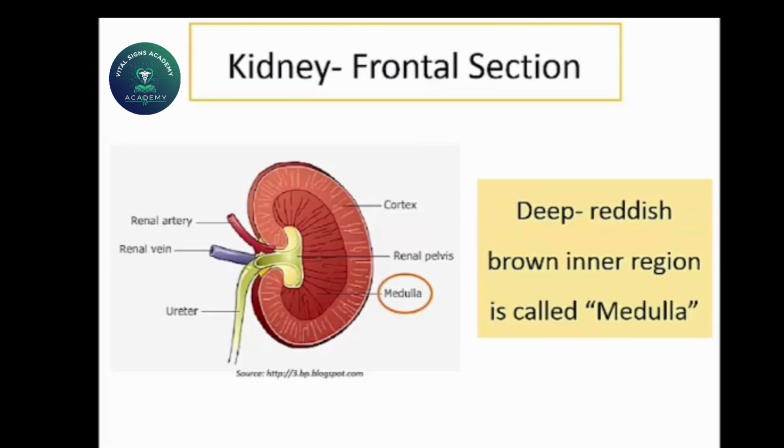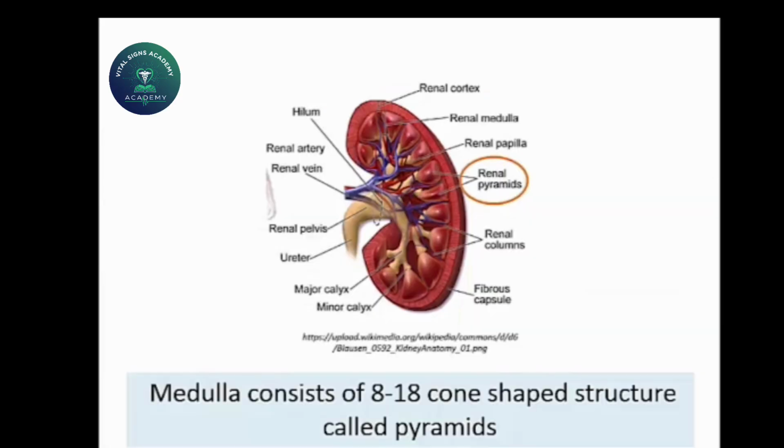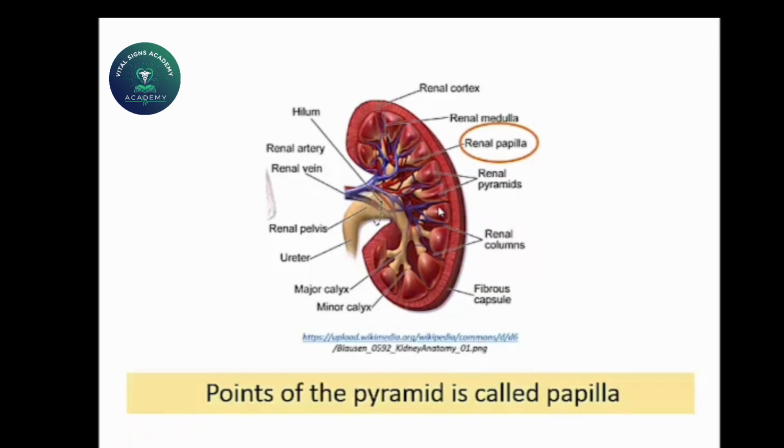The deep reddish brown inner region is called the renal medulla. Medulla consists of 8 to 18 cone-shaped structures called pyramids. These structures are known as renal pyramids, which are present in the medulla region. Points of pyramids are called papilla. This portion here is known as the renal papilla.